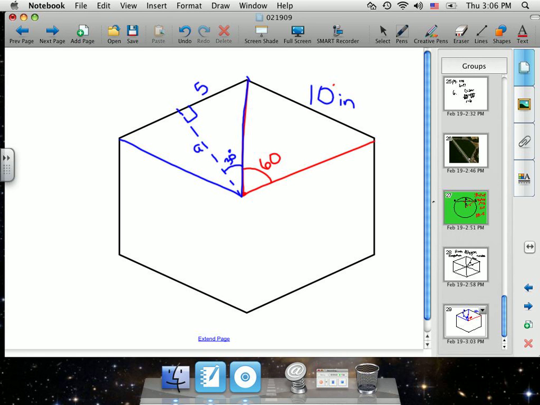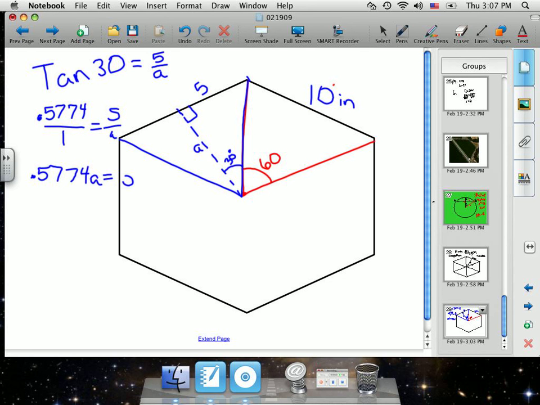Right. So tangent of 30 degrees equals opposite over adjacent. So 5 over A. You would have to divide in this case. But you find tangent of 30, and I think it's 0.5774. Over 1 equals 5 over A. So 0.5774A equals 5. And so you take 5 divided by 0.5774, and I get 8.66.